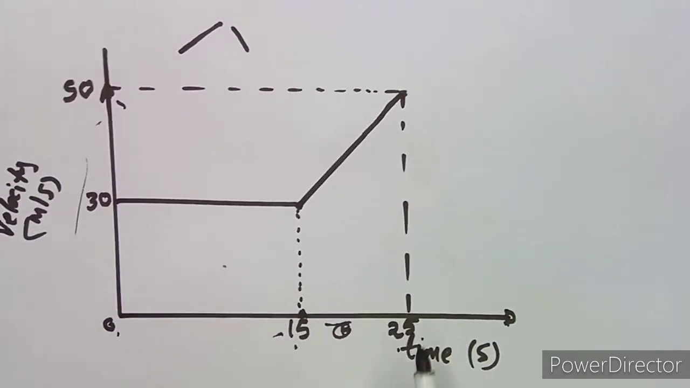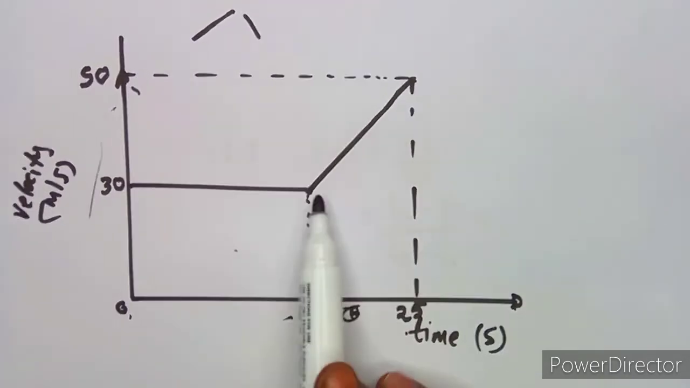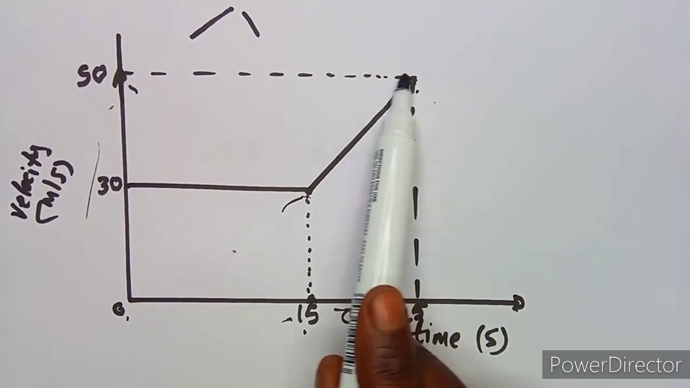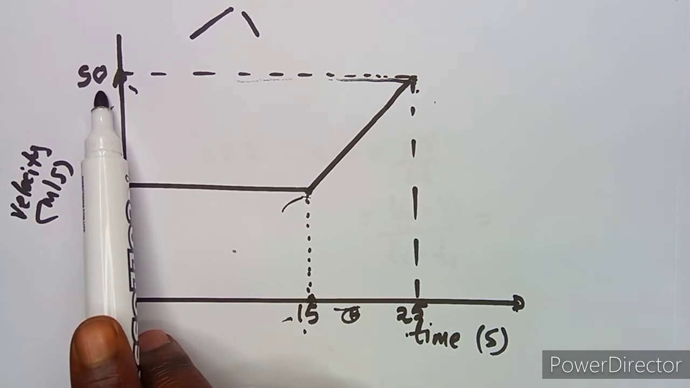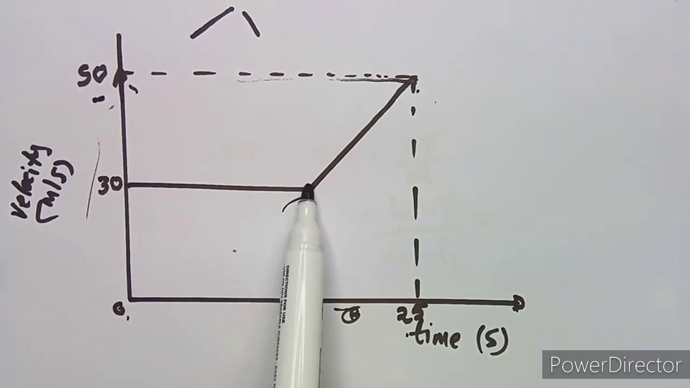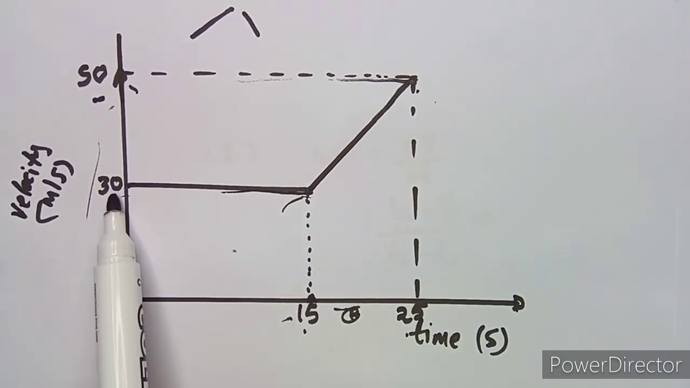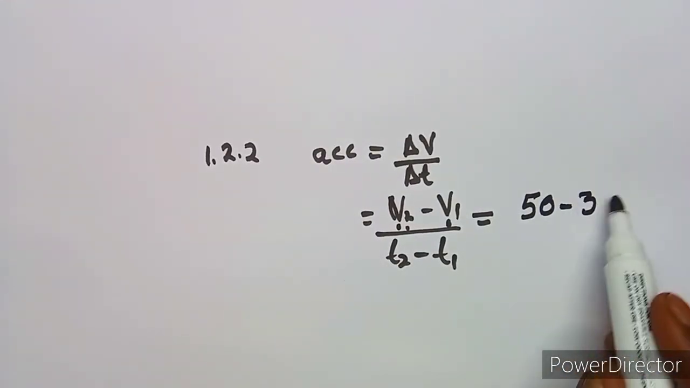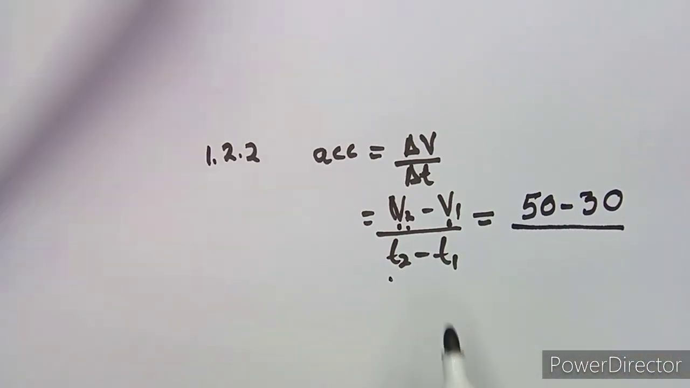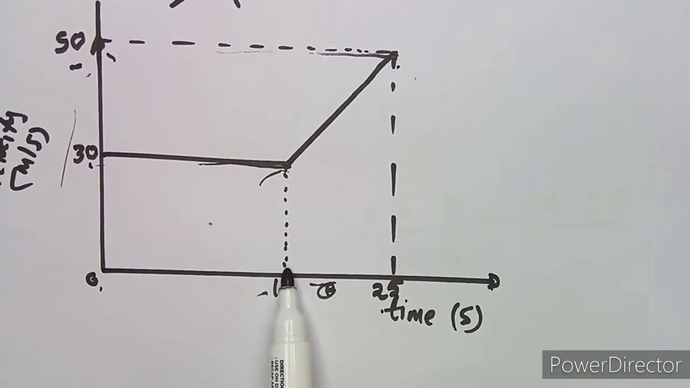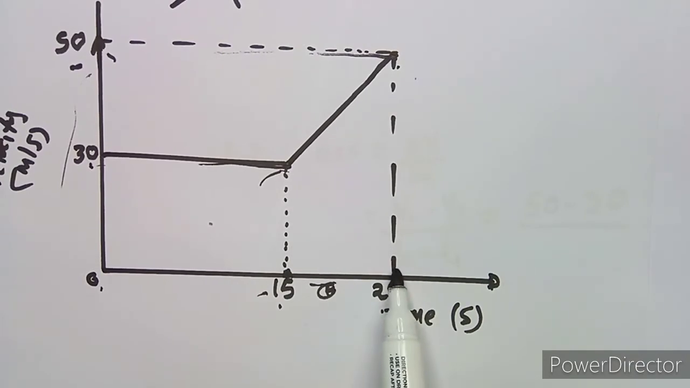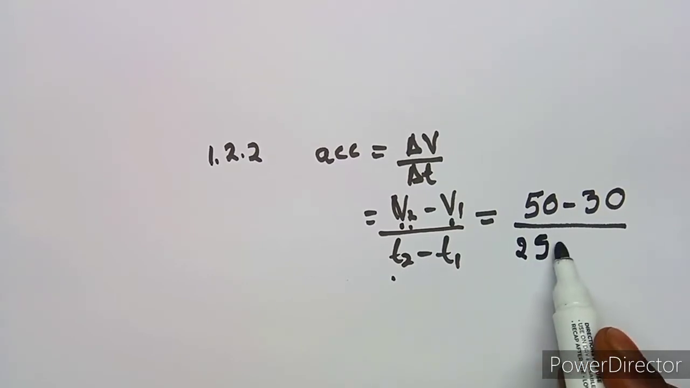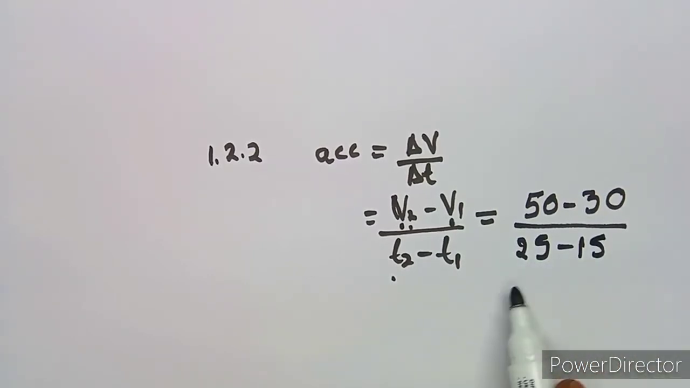So what is the final velocity here? As you can see, it accelerated from this point up to this point. So this is your final velocity here, which corresponds with 50. Your initial velocity here corresponds with 30. So it's 50 minus 30, over, you move on to time. It started at this point up to this point, and this point corresponds to 25. So it's 25 minus 15. So we're going to subtract 25 minus 15. That is the change in time.